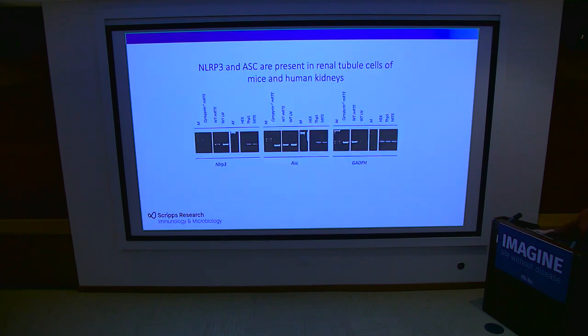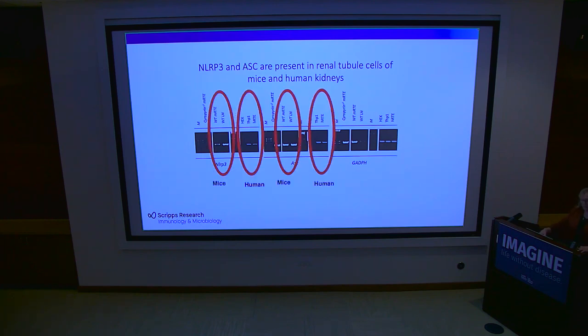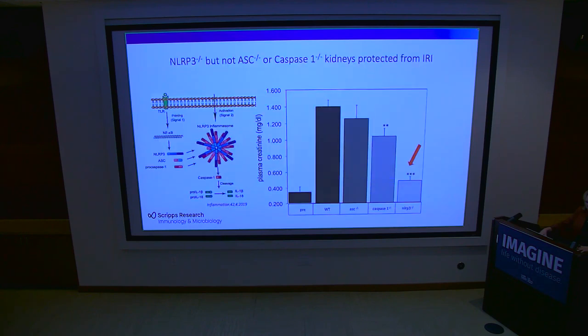And the first question we asked is whether NLRP3 and ASC, which is necessary for forming the inflammasome complex, whether those were present even in human renal tubular epithelial cells. And so indeed they are in mouse, and they are indeed in human. So we had another target that we could potentially look at.